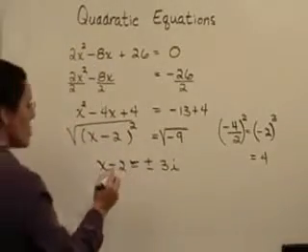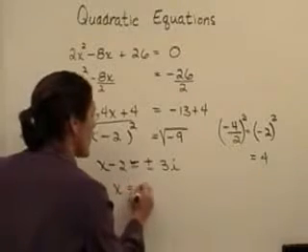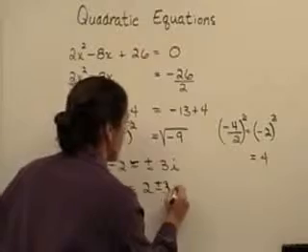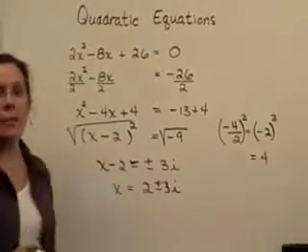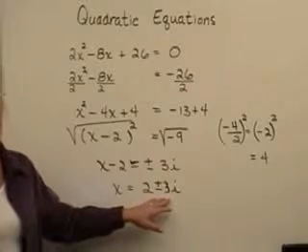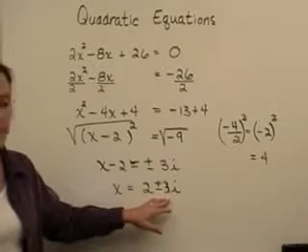Finally, I'm going to move the 2 over to the right-hand side. It'll become a positive 2 plus or minus that 3i, and I'm finished. I've got my solution. There are 2 solutions. There's nothing more I'll do with this one. And remember, if I were to graph this, it would not cross the x-axis.